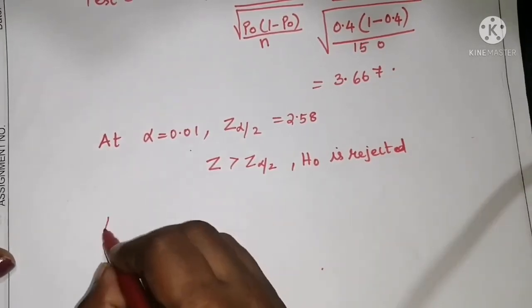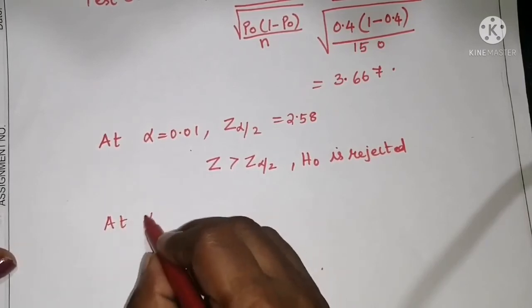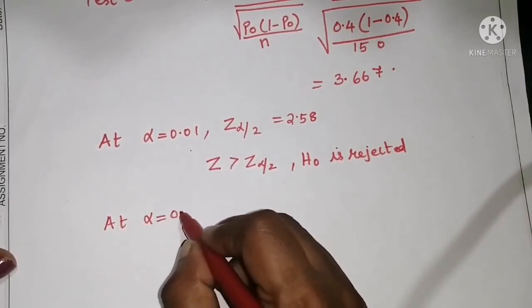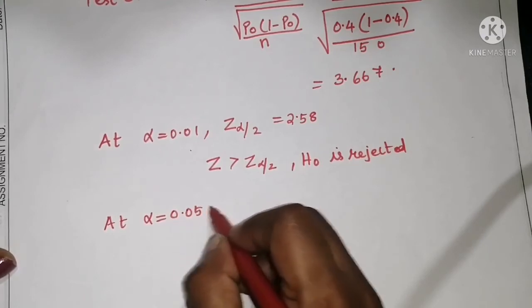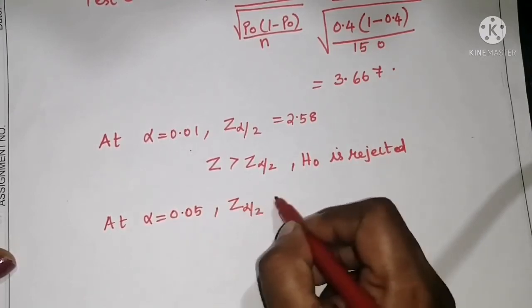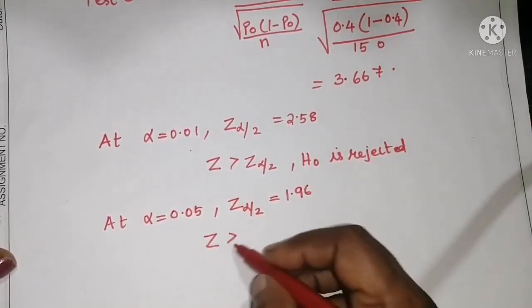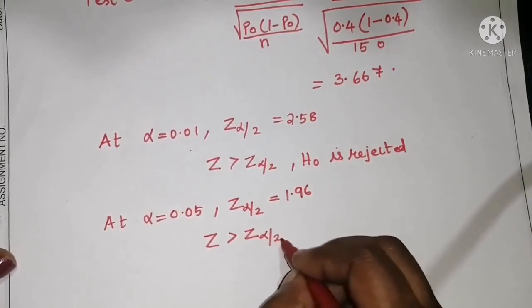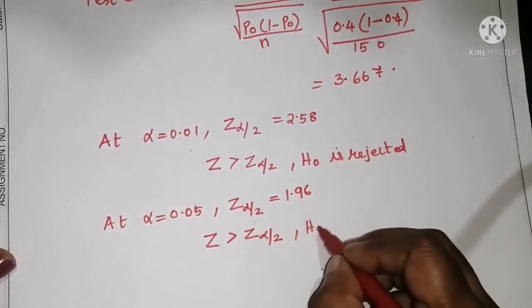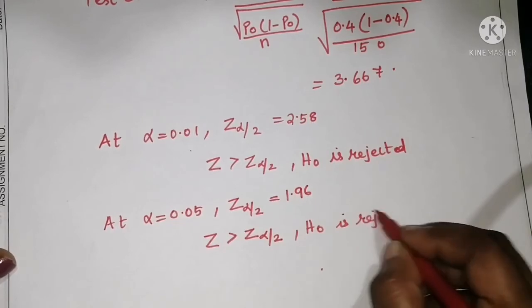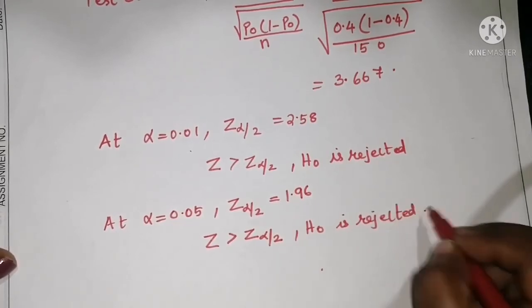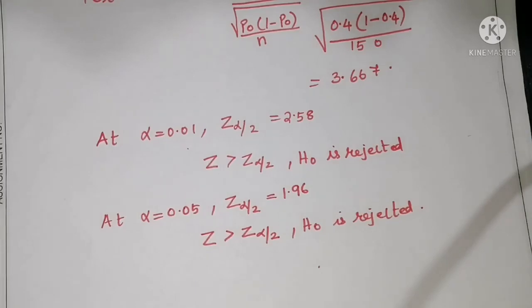Next, in the question we are asked to check whether changing alpha changes this conclusion. So at alpha equal to 0.05, we get Z alpha by 2 equal to 1.96. Here also Z is greater than Z alpha by 2. So in this case also H naught is rejected. So there is no change in the conclusion even after changing the level of significance. So even if the level of significance changes, our conclusion does not change. The population proportion will be not equal to 40%.